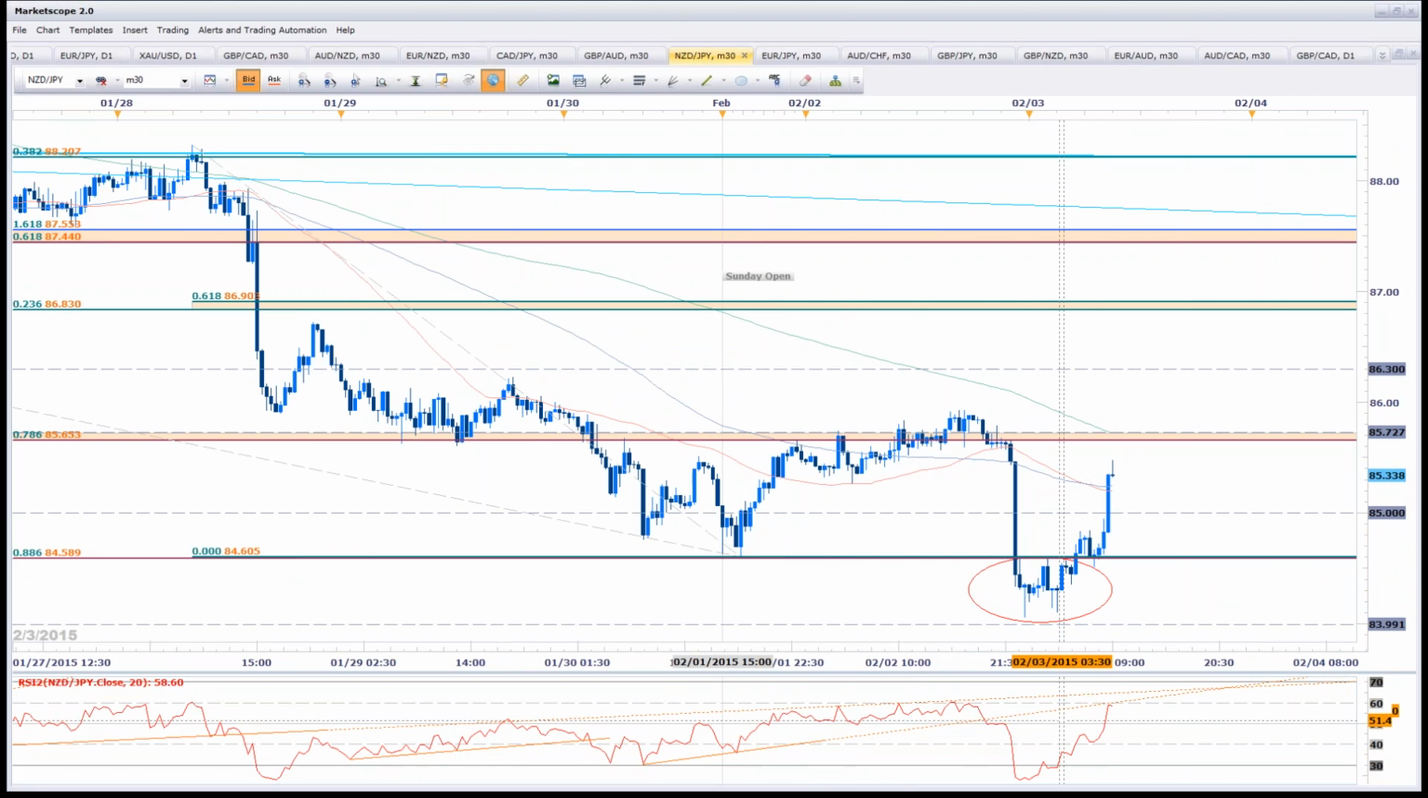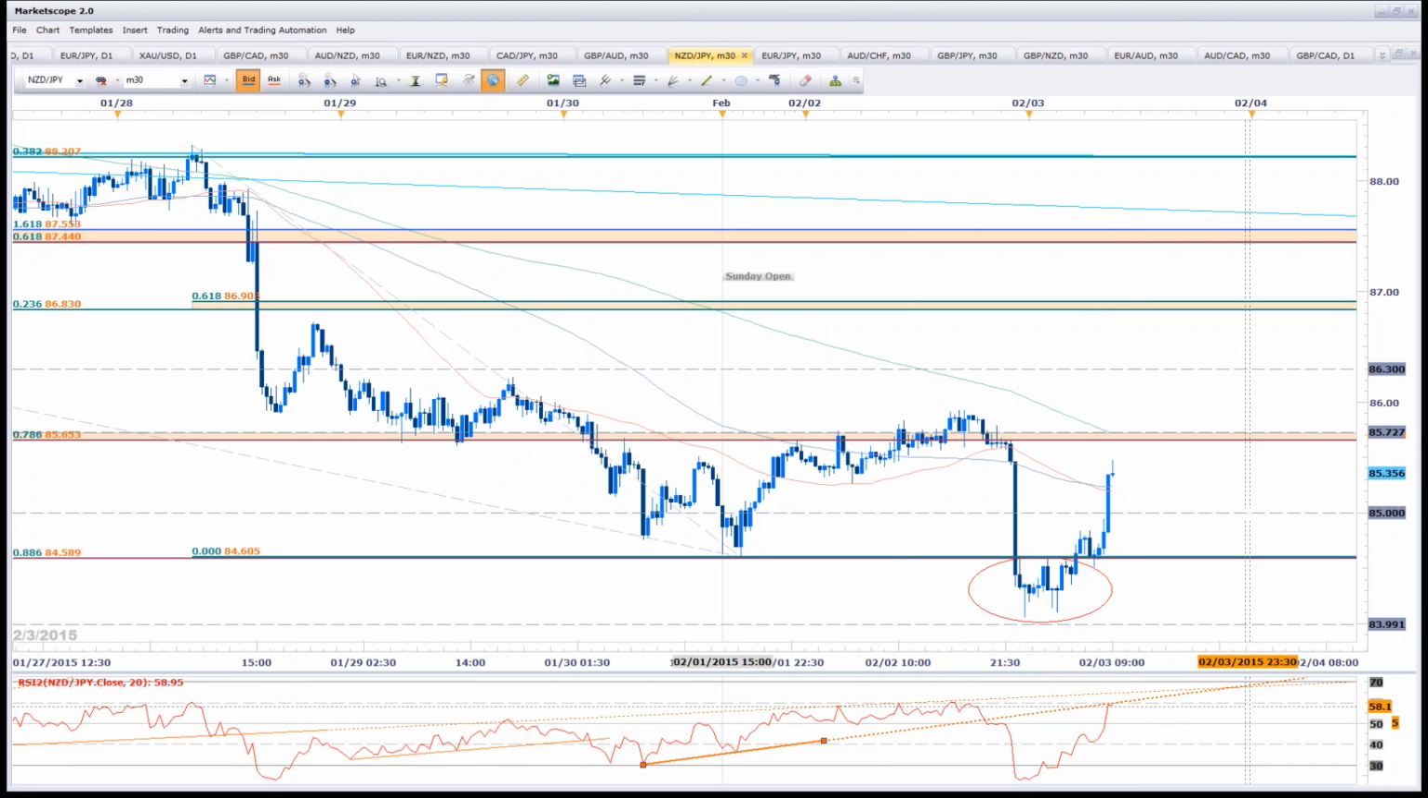On the rebound, on the rally, look where momentum is finding resistance. Not only is it that 60 region, but it's also the former support trigger, now resistance. If this holds, you're still looking to hold the short side below 85.65. 85.65, 85.72, this region right here.